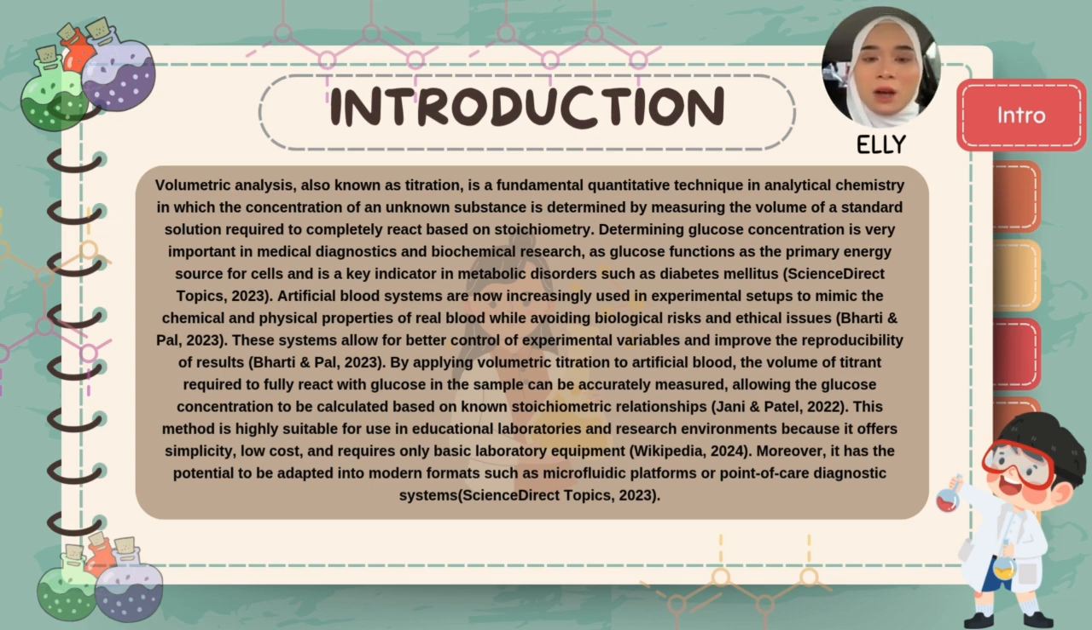Artificial blood systems are now increasingly used in experimental setups to mimic the chemical and physical properties of real blood, while avoiding biological risks and ethical issues, allowing better control of experimental variables, and improving the reproducibility of results.